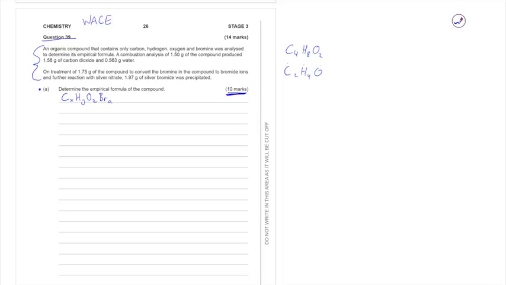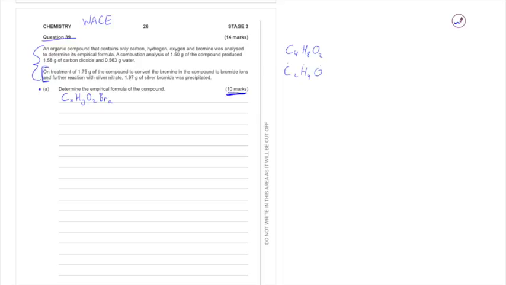I'm going to tackle this second bit of the paragraph first, because this is dealing with just the bromine by itself. So I'm just going to read that one more time. On treatment of 1.75 grams of the compound, it converts all of the bromine into bromide ions, and further reaction with the silver nitrate, 1.97 grams of silver bromide was precipitated. So we're going to have to assume right off the bat that all of these reactions go to completion. And I'm going to write down what those reactions are.